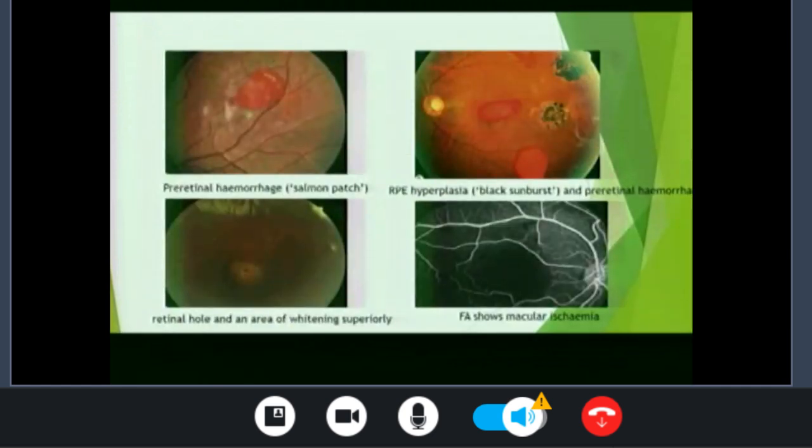So this is a picture of the salmon patch we spoke about. It is also in our patient; we saw it temporally. This is a picture of retinal hemorrhage. It can be elevated or flat, and it is the result of hemorrhage in superficial retinal vessels. And we can see the black sunburst, which represents RPE hyperplasia and migration.